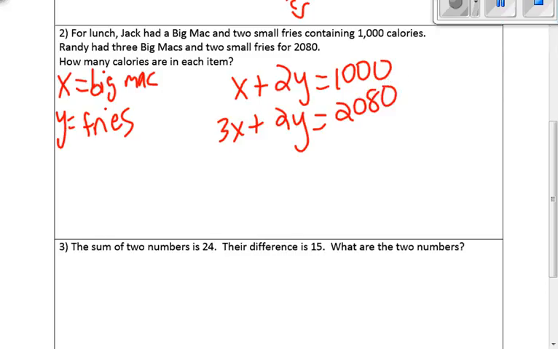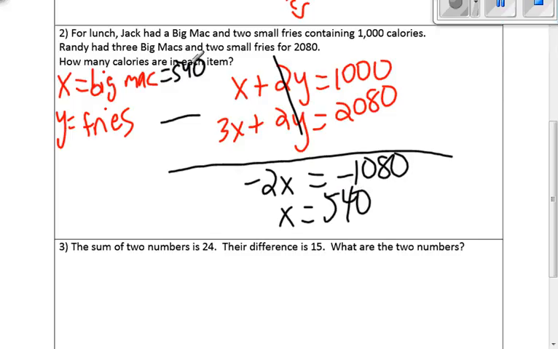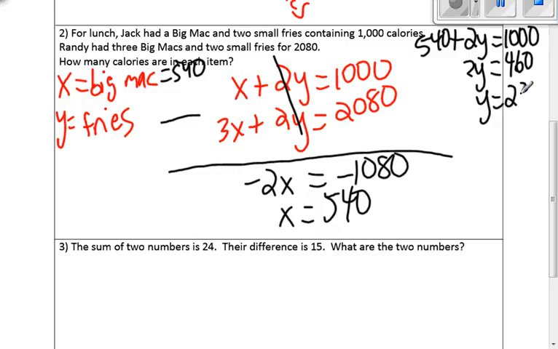Everything is lined up perfectly. The 2 y's match. They're both positive, so we're going to do subtraction. Negative 2x equals negative 1,080. Divide both sides by negative 2. X equals 540 calories. So Big Macs are 540. So now we have to substitute back in. 540 plus 2y equals 1,000. 2y equals 460. Y equals 230 calories. So the French fries are 230 calories.